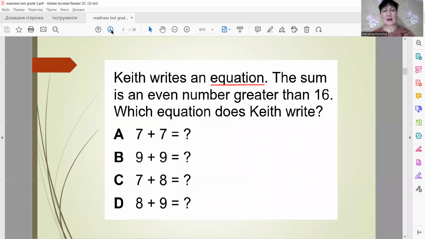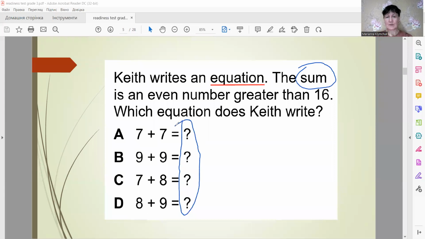Okay, and we have the first task. Case writes an equation, the sum, and we just reviewed the sum, that means the answer for the addition problem. The sum here should be an even number greater than 16. That number should be greater than 16 and it should be even. We just reviewed what numbers are even. Which equation does Case write?